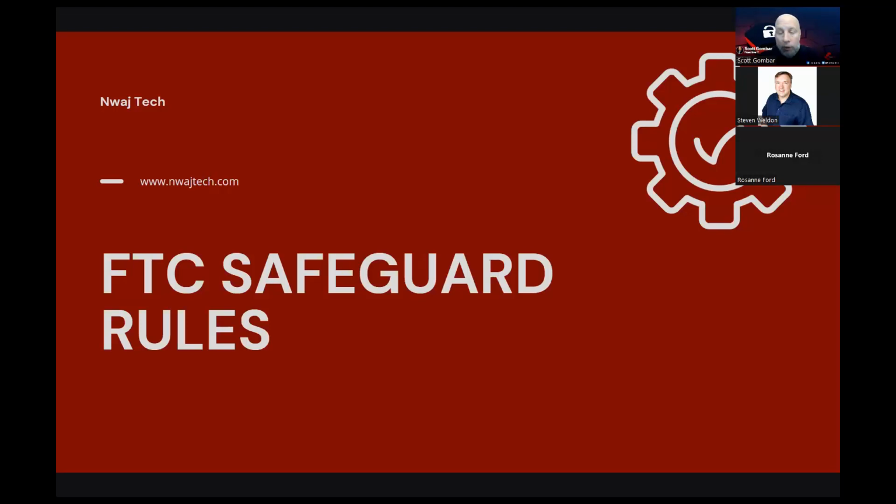But we're going to talk mostly about the FTC Safeguard Rules for today. I think it's important. The updated Safeguard Rules went into effect on June 9th, I believe, June 9th of this year. And it impacts quite a few businesses. It's financial in focus, but the number of businesses that fall under the FTC's definition of financial might be a little surprising to some. So let's get going on this.